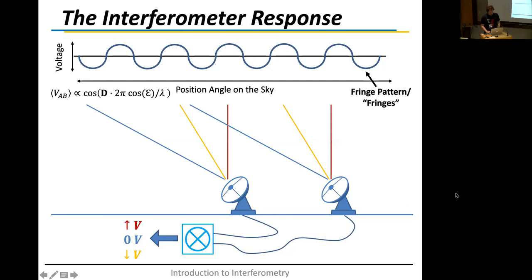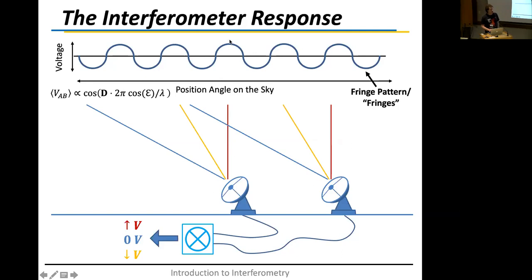So sources that are in the positive parts of the voltage pattern here contribute positively to the mixer output. Pieces that are in the negative parts contribute negatively to the mixer output. And so the thing that actually comes out is the actual thing that's up on the sky multiplied by this pattern, and out comes a single voltage number. And that's the thing that we're trying to measure that's up on the sky. So that's great for determining things that are in the negative and positive peaks of this pattern.